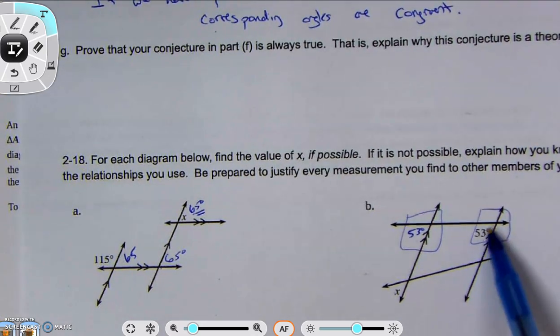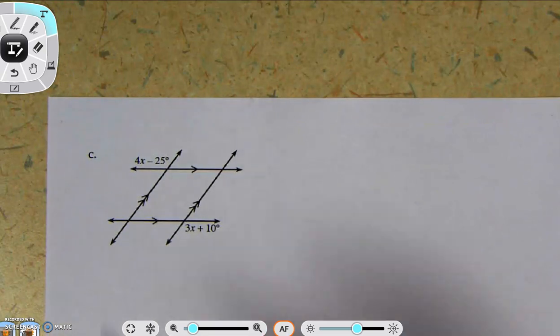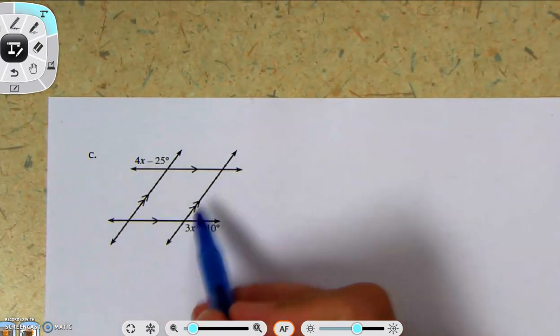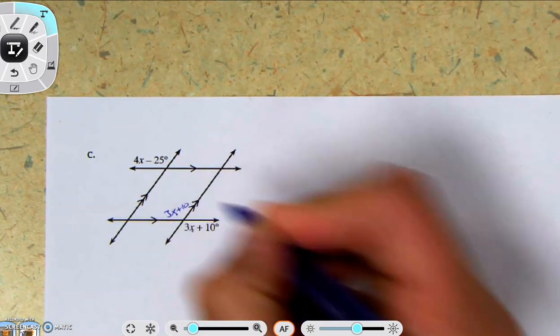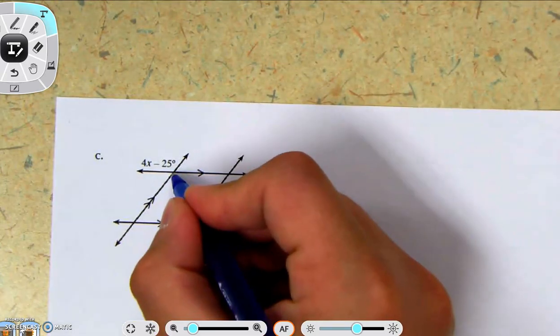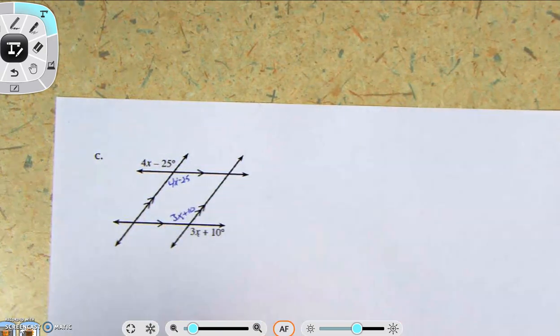I mean, I could figure out the straight angle. I could do that, this is 127 and 127 and vertical 53, but I wouldn't be able to find that x. So then the last one here, really quickly, we got two sets of parallel lines. So with vertical angles, I could move 3x plus 10 in. If I wanted to, I could also move vertical angles. I could move 4x minus 25 in there.